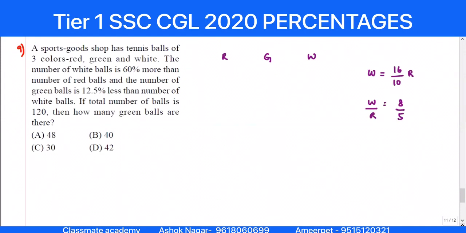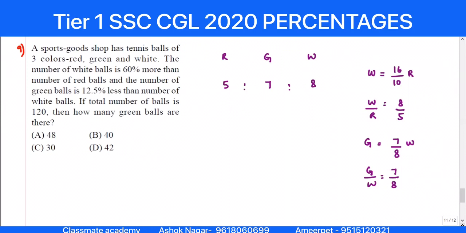And the number of green balls is 12.5% less. 12.5% less means 1 minus 1 by 8, 7 by 8 of white balls. Now green by white is 7 by 8. So what is the ratio? Red is 5, green is 7, white is 8. Because here also white is 8, there also white is 8. If they are not the same, make it the same, not a problem.